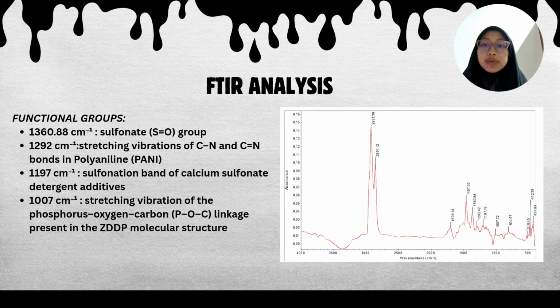Lastly is the observed peak at 1007 per centimeter, which is the stretching vibration of the phosphorus-oxygen-carbon, P-O-C, linkage present in the ZDDP molecular structure. The P-O-C bonding in ZDDP typically appears within 1090 to 920 per centimeter in the spectrum. The presence of strong absorption at 1007 per centimeter indicates a high concentration of active and unspent ZDDP anti-wear additive.